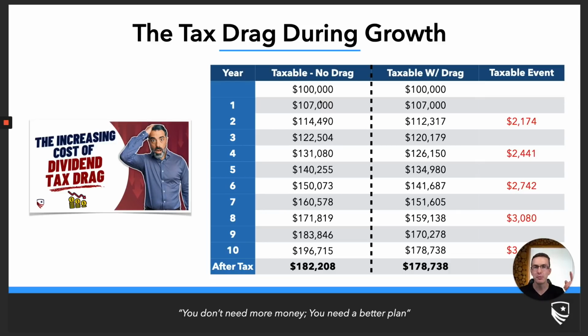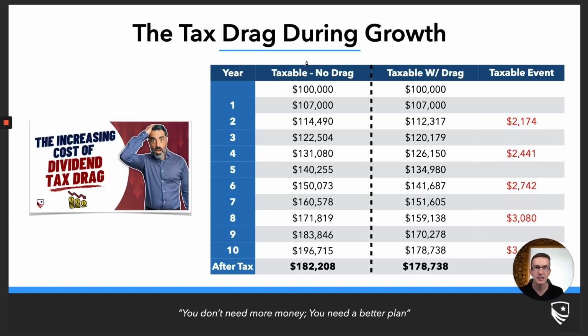I'll also link in the upper right-hand corner to this video that we're referencing, the increasing cost of dividend tax drag, so you can have a little bit more context as to what we're talking about here, specifically relating to dividends. We're going to first look at the left-hand side of this table right here.